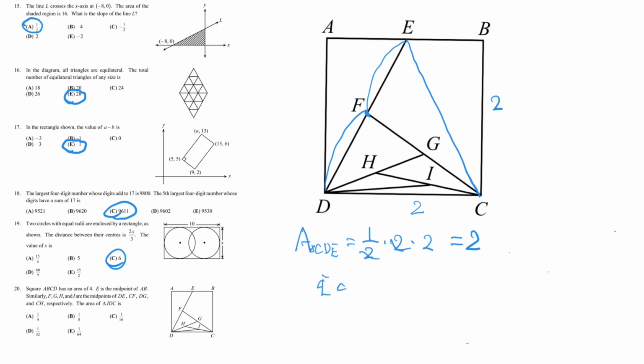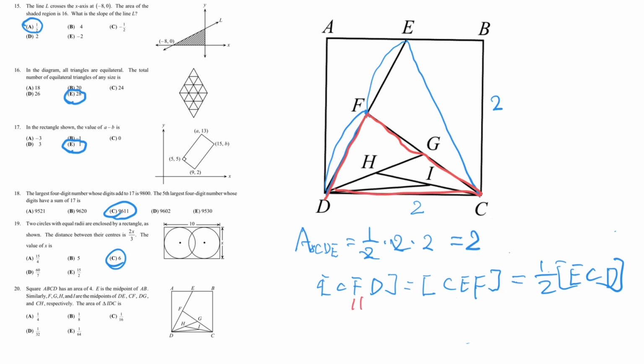So triangle CFD area equals triangle CEF area. So they equal half of triangle ECD's area. The area is half of CED, which equals 2 times 1 over 2. That's 1. Because this part is also 1. This part is 1. Same thing. G is the midpoint. So the area of CGD is half of CFD. CFD is 1, so that's 1 over 2.